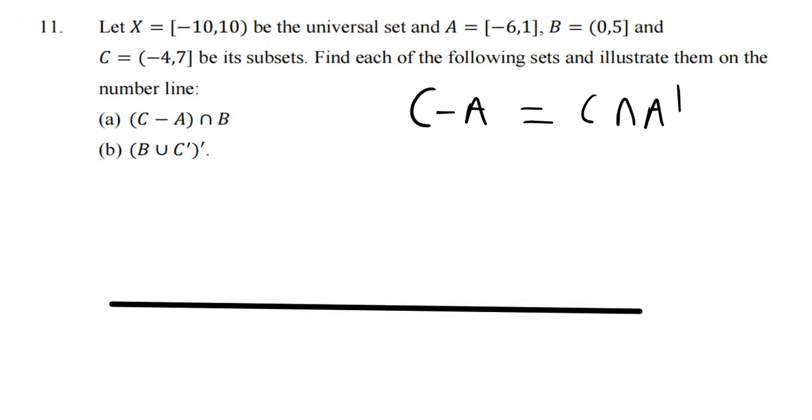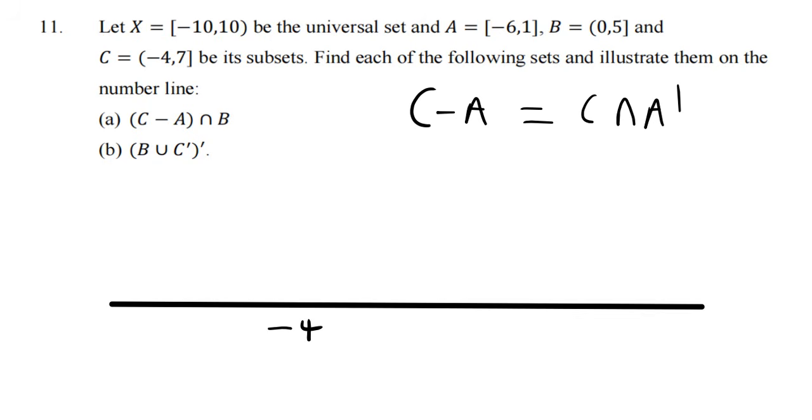number line. Let's say this is our number line. Then on our number line, we're going to put C. C is from -4. So let me put -4 here. Then 7, let me put 7 there. Since -4 is not included, I'm going to open. However, 7 is included, I'm going to shade.